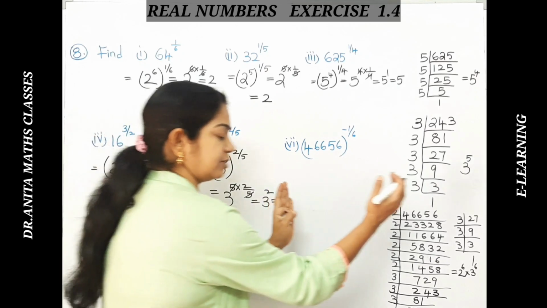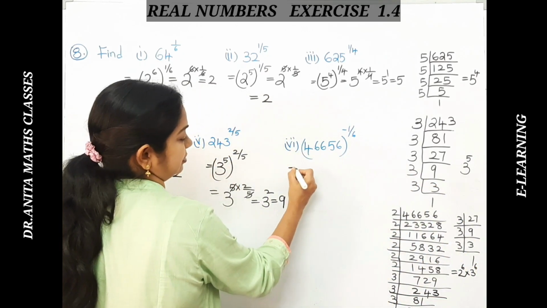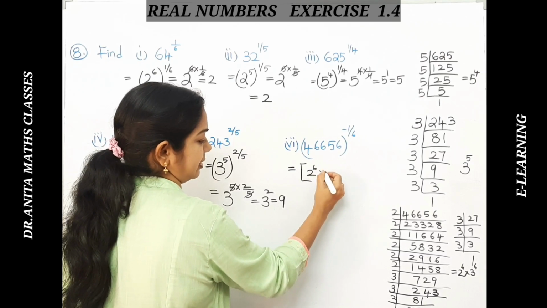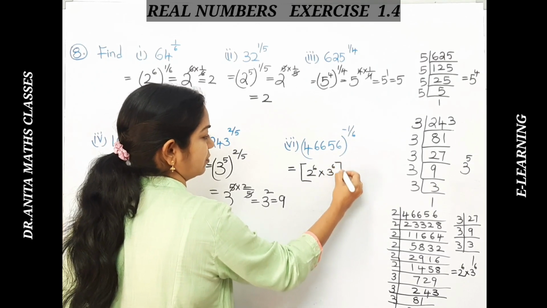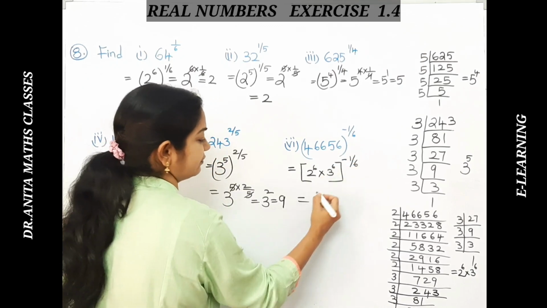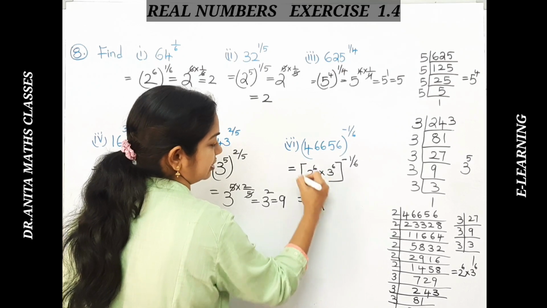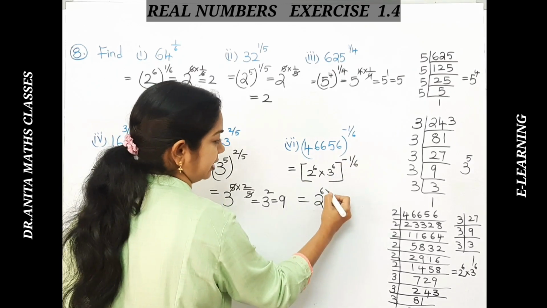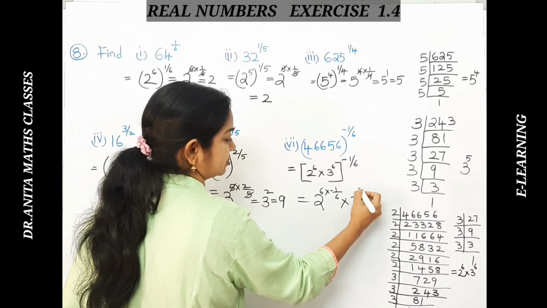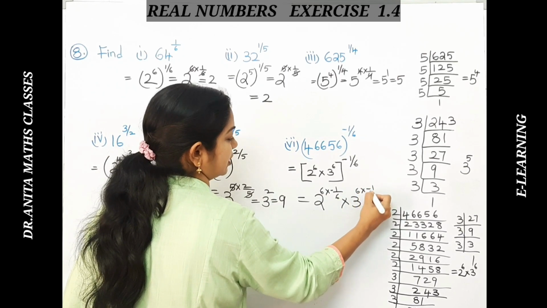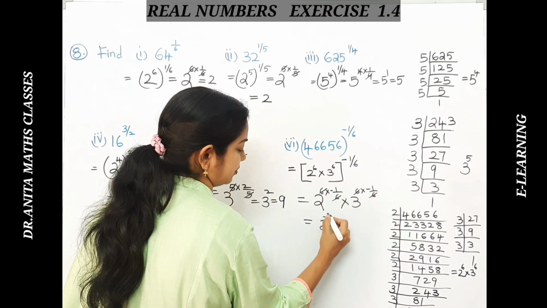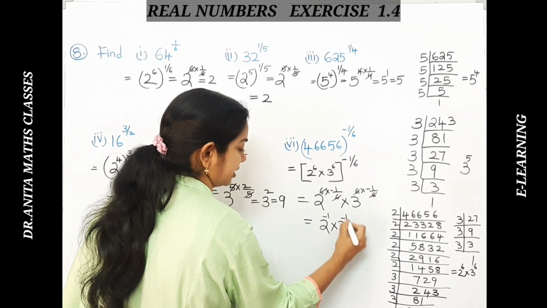So you do the prime factorization in the rough part and you can note it down here. So this value is 2 to the power of 6 multiplied by 3 to the power of 6, whole raised to the power of minus 1 over 6. There is a negative sign, so we will multiply the exponent with the whole. Minus 1 over 6 multiplied by 2 to the 6 and 3 to the 6, into minus 1 over 6. So you can cancel off 6 and 6 here. So this becomes 2 raised to the power of minus 1 into 3 raised to the power of minus 1.